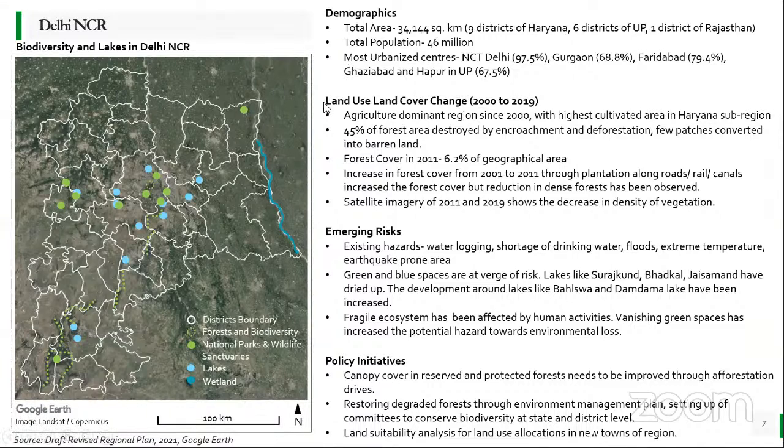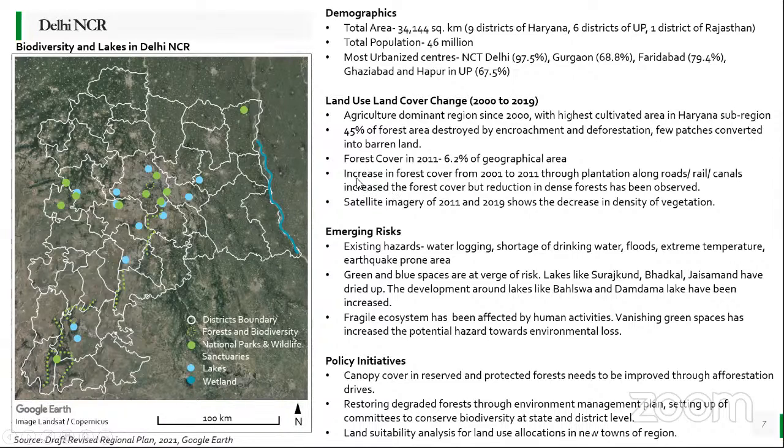I'll now describe the land use and land cover change from 2000 to 2019. It was an agriculture dominant region since 2000, with the highest cultivated area in Haryana. 45% of forest land was destroyed by encroachment and deforestation and converted into barren land up to 2000. Then there was an effort to increase the forest cover, and in 2011 it was 6.2% of the geographical area. But from 6.2% it has now become 11%. Currently, it is 11% as per the NCR Planning Board.